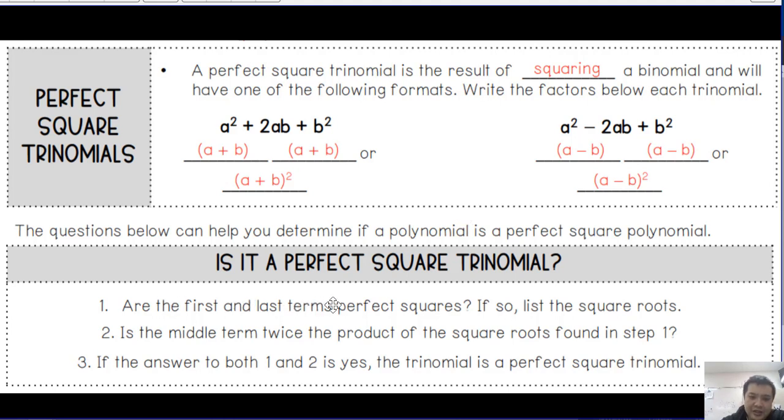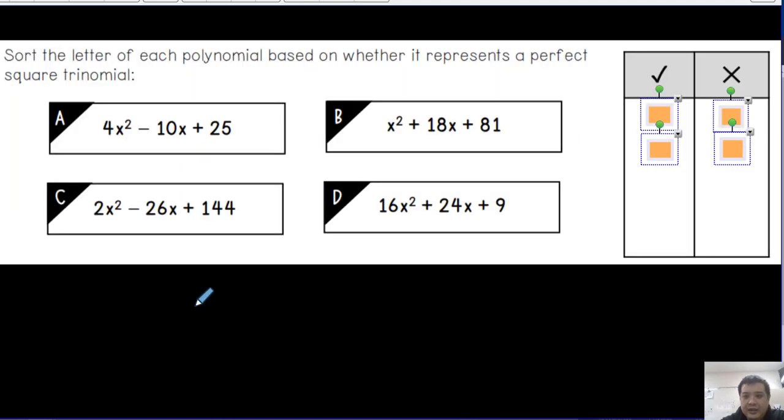Are the first and last terms perfect squares? If so, list the square roots. Are the middle terms twice the product of the square roots found in step 1? If the answer to both 1 and 2 is yes, the trinomial is a perfect square trinomial. So here it says try to figure out whether each polynomial is a perfect square or not.